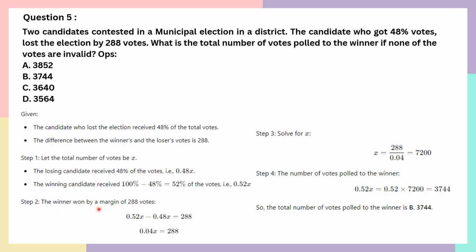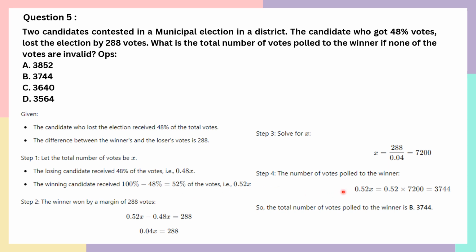And the winner won by the margin of 288 votes. Therefore, the equation will be: total votes of the winning candidate minus the total votes of the losing candidate is equal to 288, which gives the value of x equal to 7200, which means the total votes is 7200.